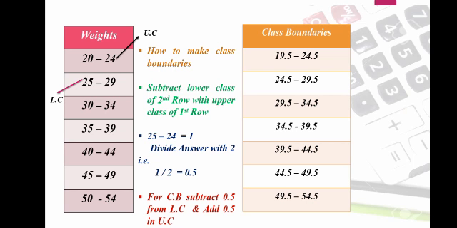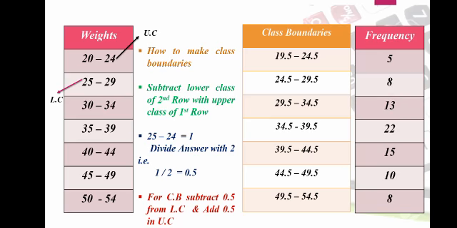Now here you can see that in the diagonals 24.5 and 24.5 are the same, 29.5 and 29.5 are the same. So it means these are the class boundaries. Then after making the class boundaries, you have to place the frequency, and the frequency is given in the question. Frequency for the first row is 5, second row is 8, third row is 13, fourth row is 22, fifth row is 15, sixth row is 10 and the seventh row is 8. By using these class boundaries and frequency, we will make a histogram.